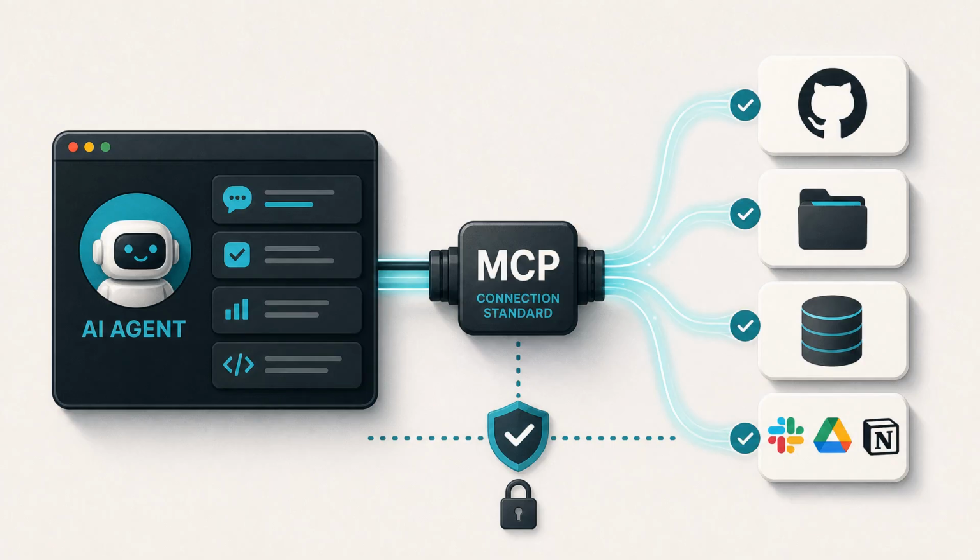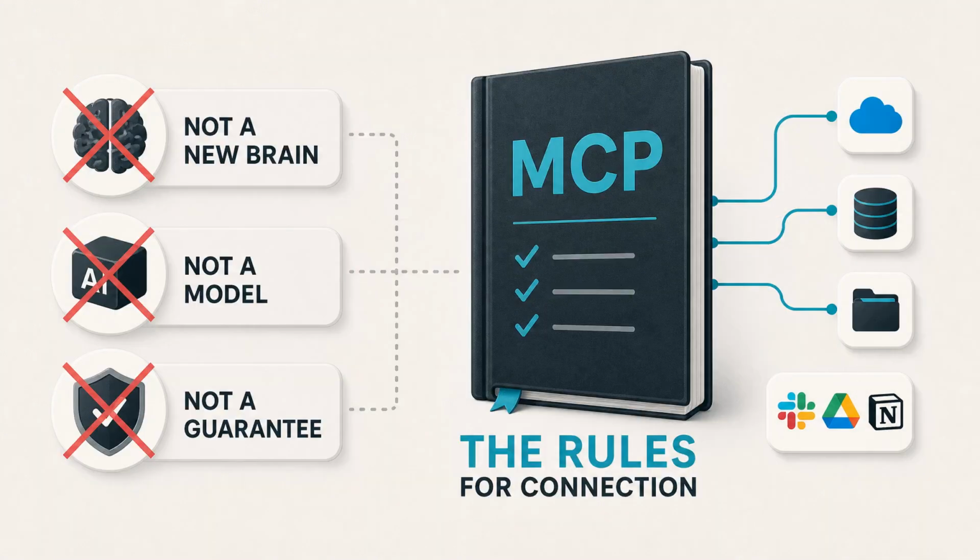MCP is getting attention because AI is moving from chat to action. Viewers are asking why agents can suddenly use GitHub, search files, query databases, or operate business tools. The answer is not magic. It is a connection standard. MCP is not a new brain. It is not a model like GPT or Claude. It is not a guarantee that an agent will make good choices. Think of it as the rules for how an AI application talks to outside systems.